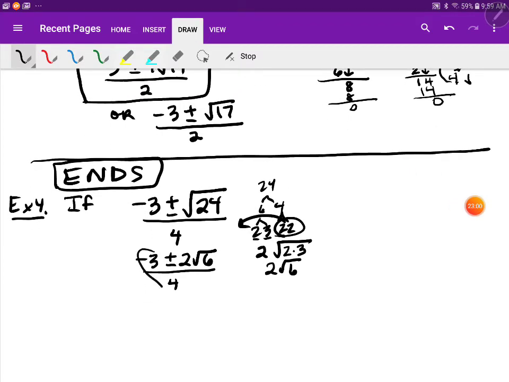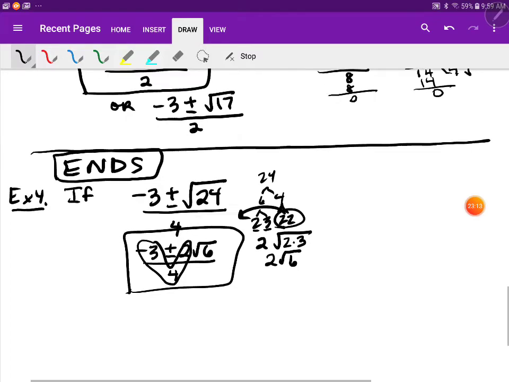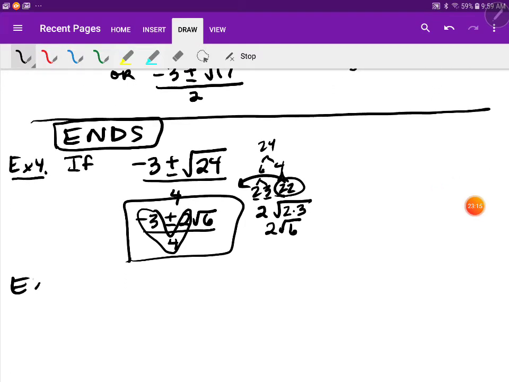And then I do heart simplifying right here. Do I know any number that goes into 3, 2, and 4? And the answer is no. So that's the answer. So that's it. Okay, so example 5. We're just doing partial examples. We're just doing the end part.